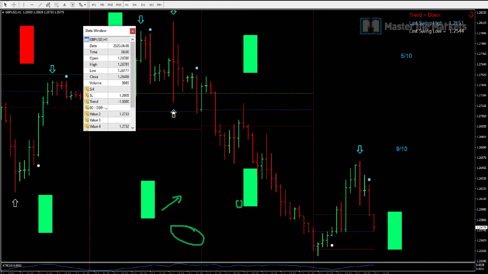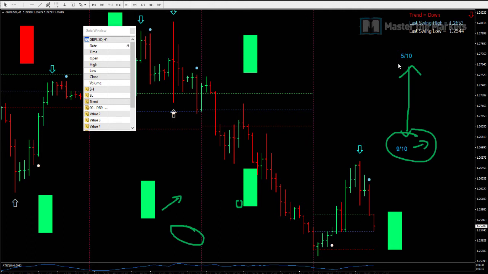Look at the big difference of the statistics, isn't it? 5 to 9. In fact, if you want to get quantitative, actually it's 10 out of 10, 100%, if I also include the sideway market. But I've just not included that, so it's just 9 out of 10. Okay.